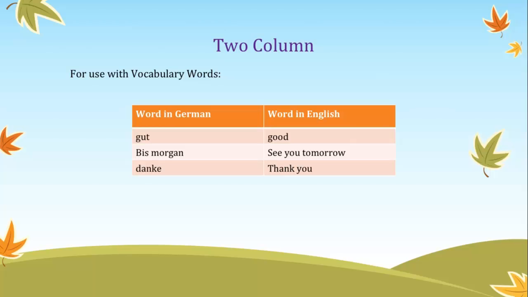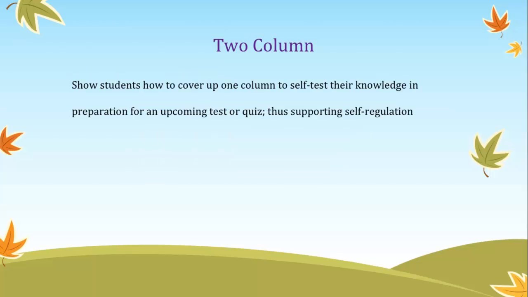Cue cards can also be used in language arts or content areas when students are learning specific vocabulary by indicating the vocabulary word in one column and its definition in the other column. 2-column cue cards are unique in that you can show students how to cover up one column to self-test their knowledge in preparation for an upcoming test or quiz, thus supporting self-regulation.